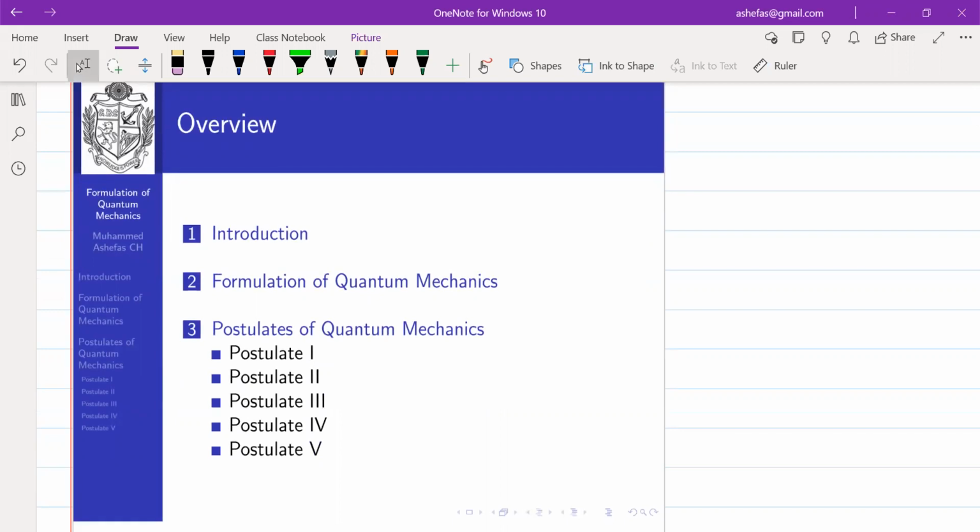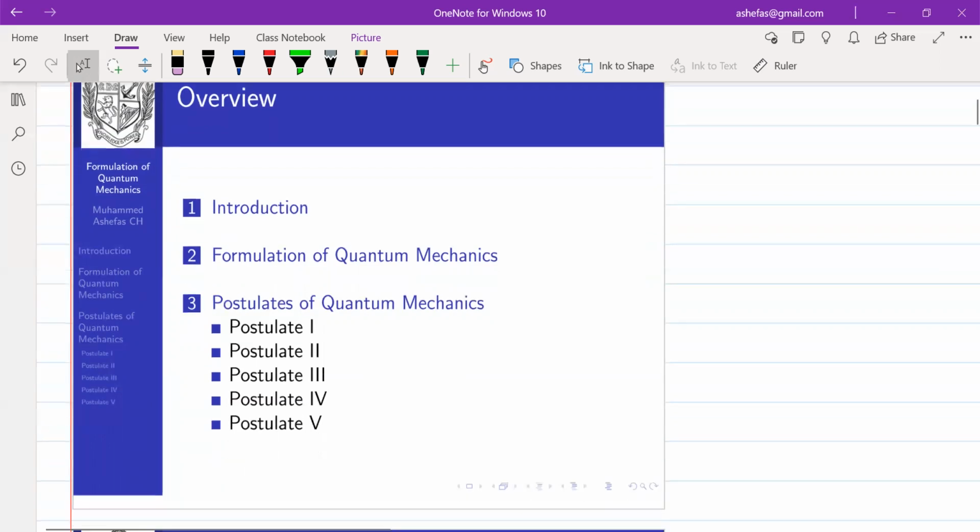So we'll have the introduction about the scientific methodology first. Then we'll give a brief introduction about the formulations of quantum mechanics. And thereafter, we'll discuss the different postulates in the formulation of quantum mechanics.